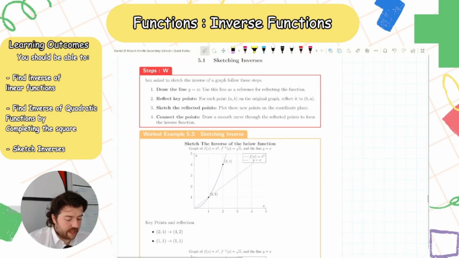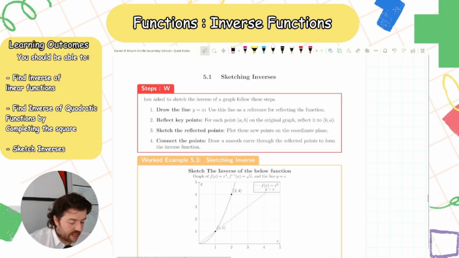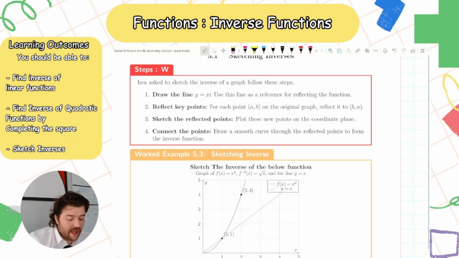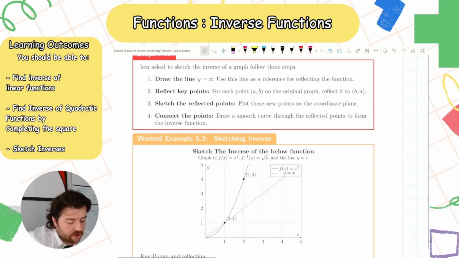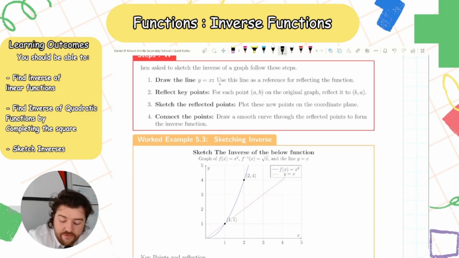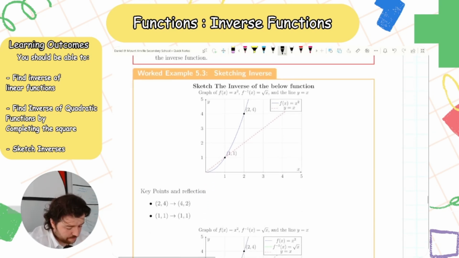So next step is how do we sketch an inverse? When asked to sketch the inverse of a graph, follow these steps. You have to draw the line y equals x. Then use the line as a reference for reflecting the function. So you reflect key points: you find some key points on the graph and you reflect them. If the point was (a, b), you reflect it to be (b, a), so you swap the coordinates. Then you sketch the reflected points and try to draw a smooth curve.